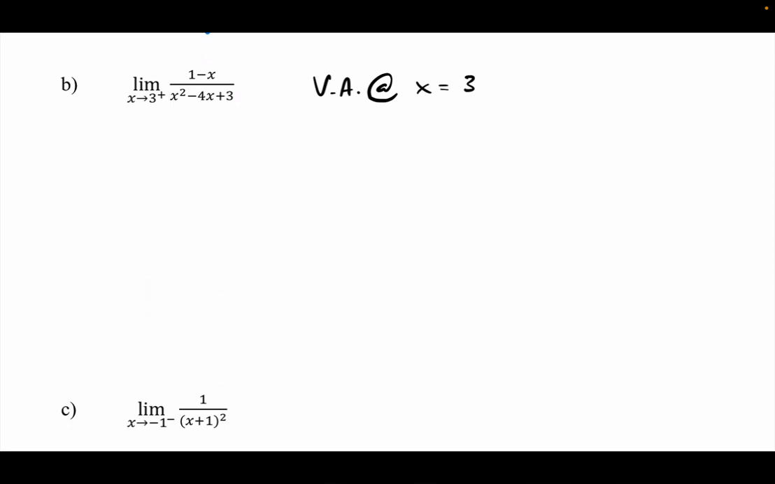And this one had a hole, right? Or did it have a hole? I think it had a hole. Yeah, hole at x equals 1. We'll write that down. It might not mean anything, but we'll write it down anyway.